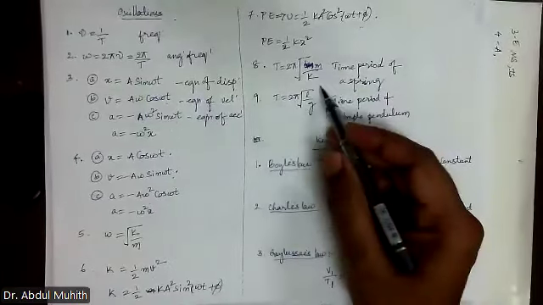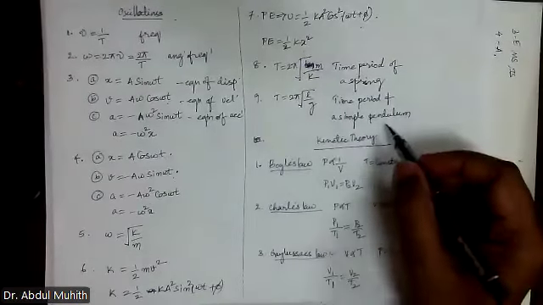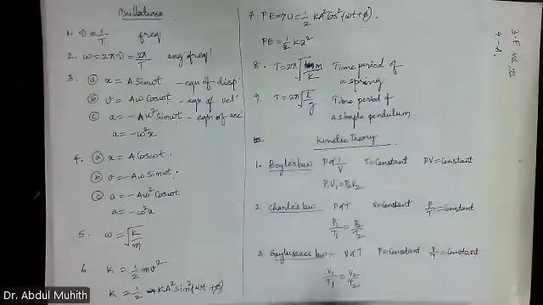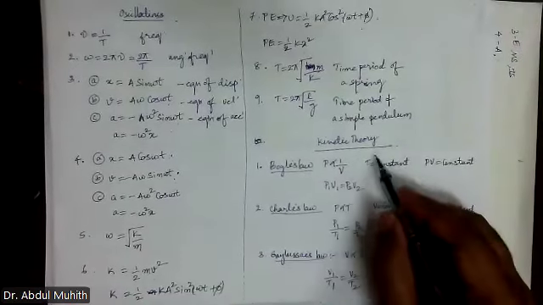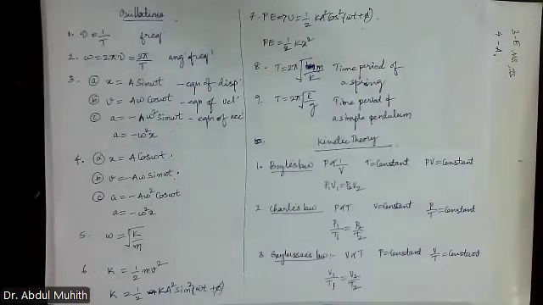Now, the time period of a spring is T equals 2 pi under root of m by k. The time period of a simple pendulum is T equals 2 pi under root of L by g. These are the formulas for oscillations. Next we have the kinetic theory, and there we start with Boyle's law.